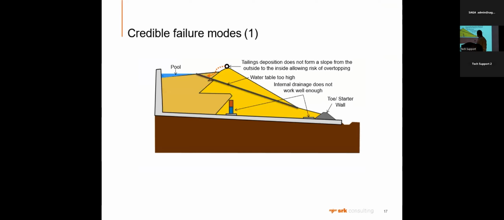So just something about credible failure modes that need to be managed. The first one is we've got to make sure that we have a water table that doesn't sit there, because that implicitly means the internal drainage system is not working well enough. And then the tailings deposition also needs to occur in a manner so that there's a slope from the outside to the inside. Because if it was dipping this way, you'd get overtopping.